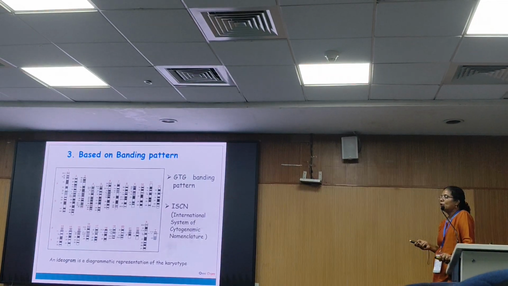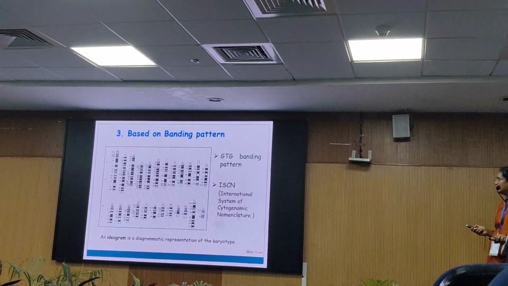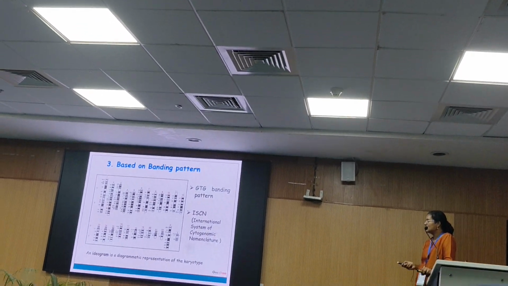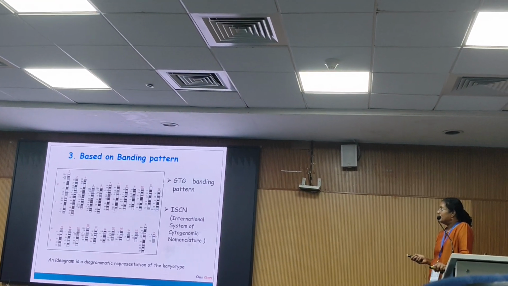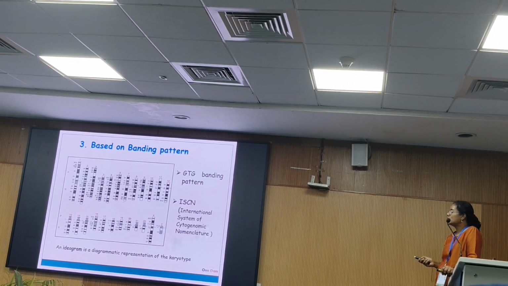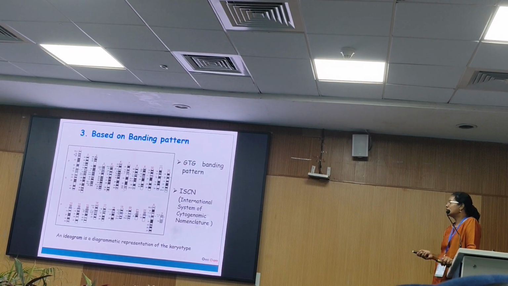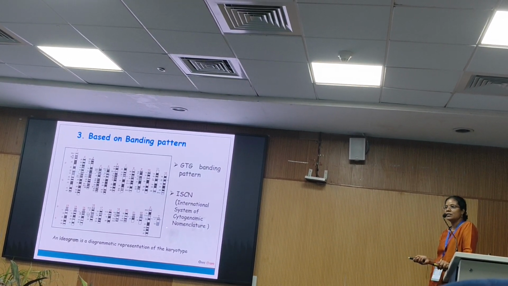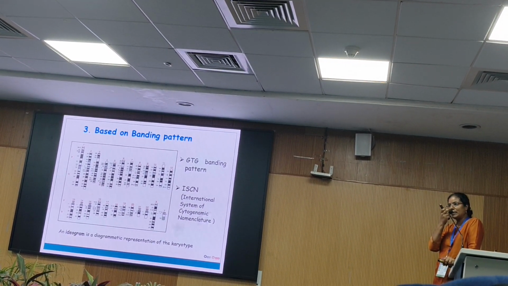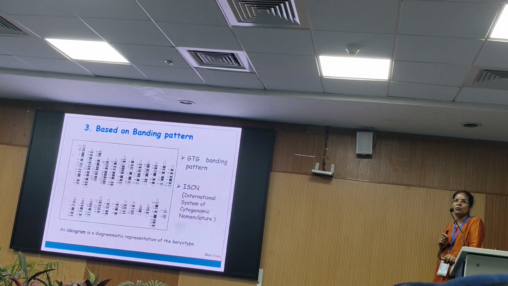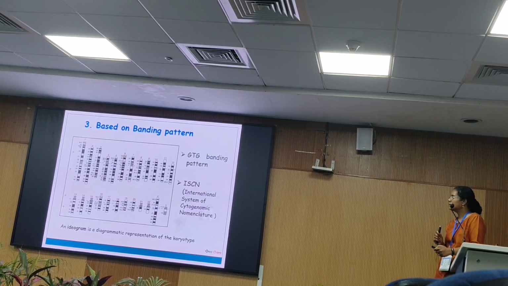The third one, an important one, which we are using right now, is based upon banding pattern. This is an ideogram, which is a diagrammatic representation of a karyotype. GTG banding is G banding using trypsin and Giemsa. Based upon this banding, ISCN, the International System for Cytogenomic Nomenclature, has classified chromosomes from 1 to 22 and X and Y. Based upon this, worldwide, we report these cytogenetic abnormalities.